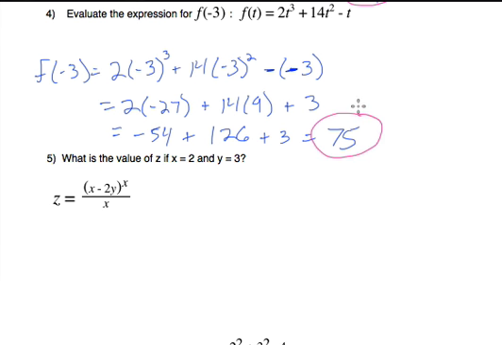Let me double check that. Negative 54 plus 126 plus 3. Yeah, that's right.